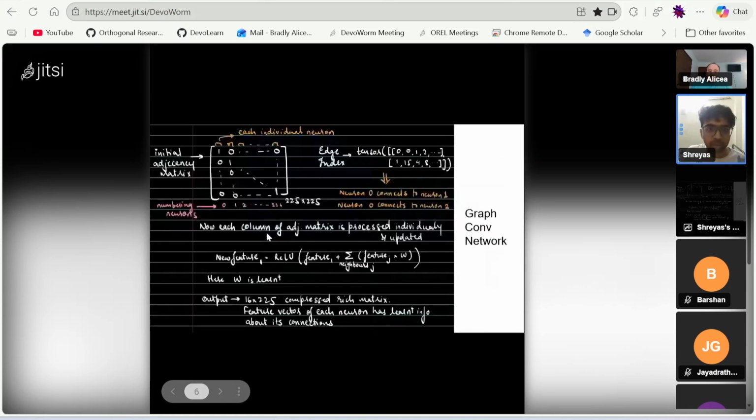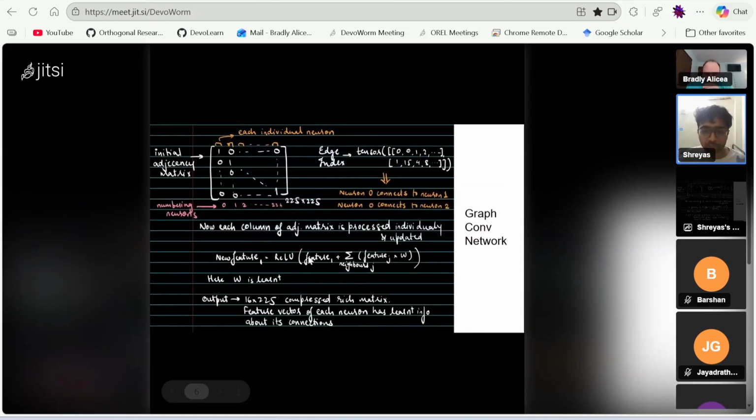Right. So now I'll go into the mathematical terms of the graph convolutional network. This is my input to it. Again, the edge index, as I told you previously, is my map. I basically wrote 2 here. It should be 15, like 0 connected to 15, neuron 1 connected to 4, and so on. This I wrote 2 by mistake.